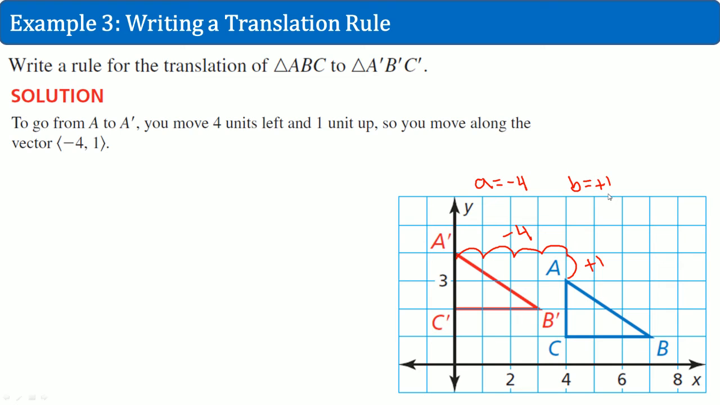So to go from A to A prime, you move 4 units to the left and 1 unit up. So you move along the vector ⟨-4, 1⟩, or you could write that as the rule (x - 4, y + 1).